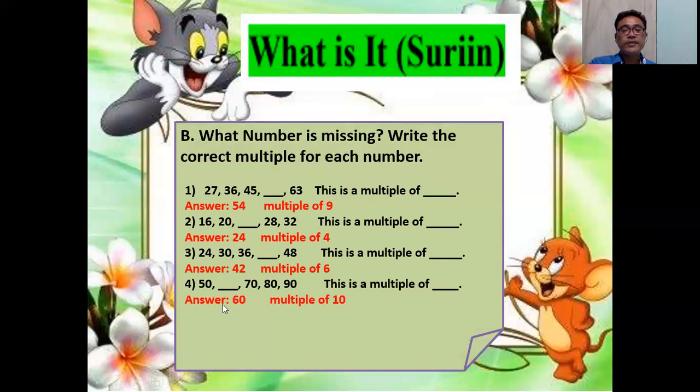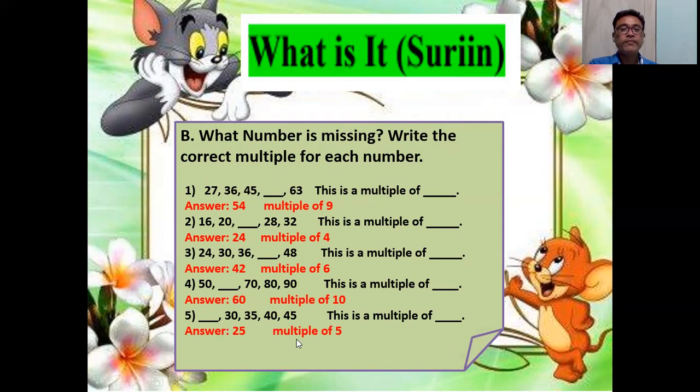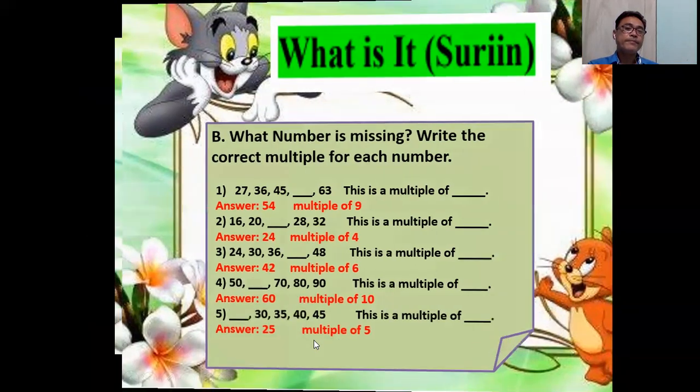If your answer is correct, you've got it right. The answer is 60, and this is a multiple of 10. Number 5, blank, 30, 35, 40, 45. This is a multiple of blank. And the answer is 25. Multiple of 5.